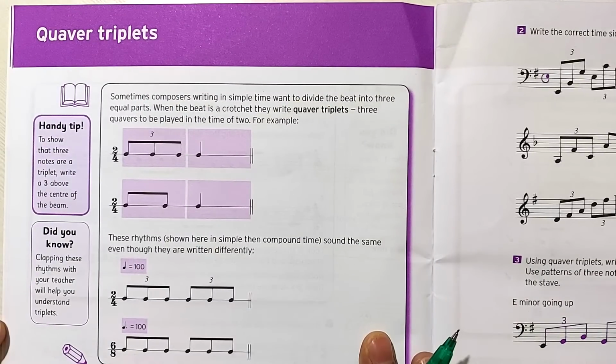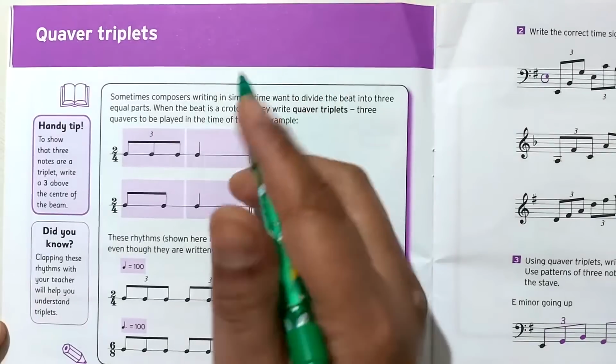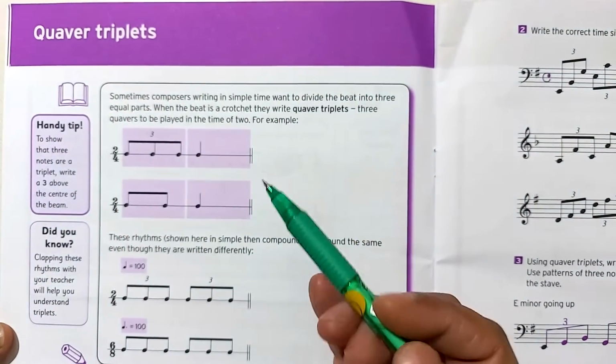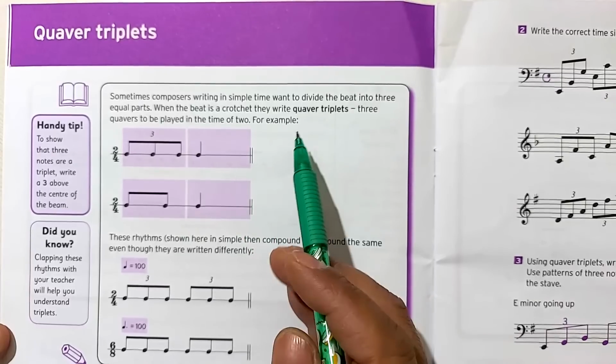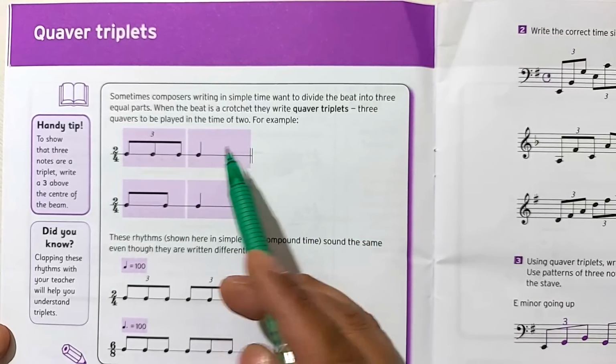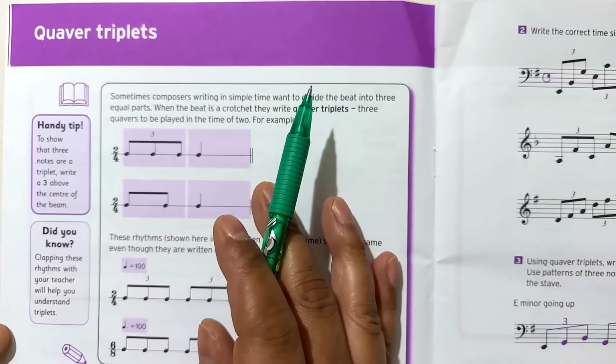So friends, our today's topic is quaver triplets. We are going to cover quaver triplets in today's topic. So let's start. You will see what a quaver triplet is. Actually, you divide 2 beats into 3 beats. That is in a simple way I can say.